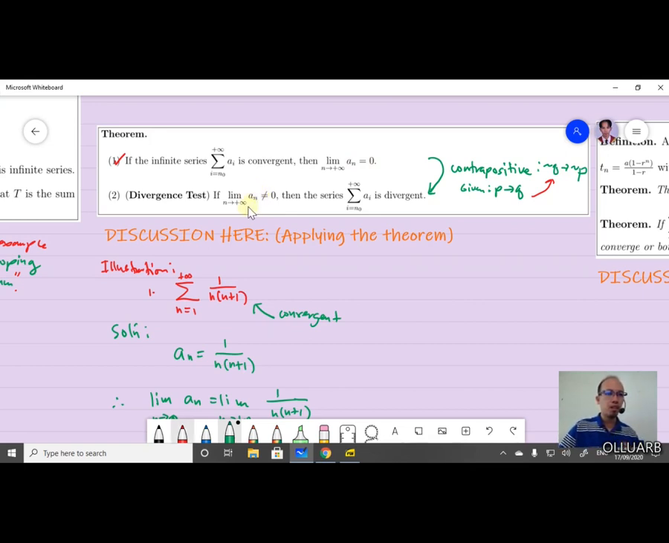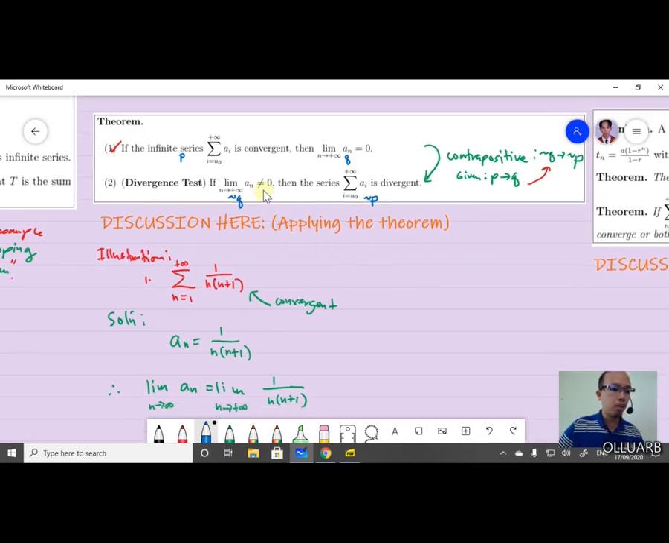By the way, this is our P, and this is our Q. But if you use the contrapositive, this is negative Q implies this is our negative P. As you can see here, the negation of convergent is of course not convergent, or divergent. So this is the divergence test.